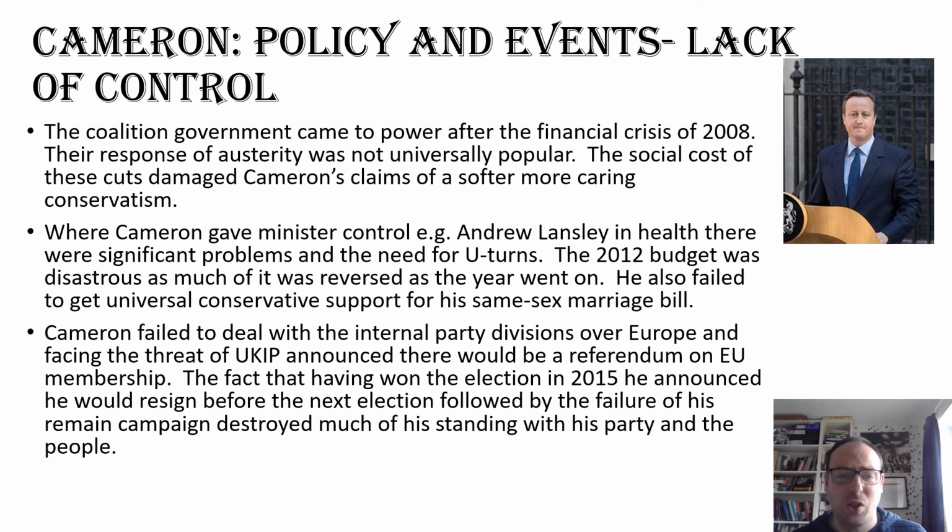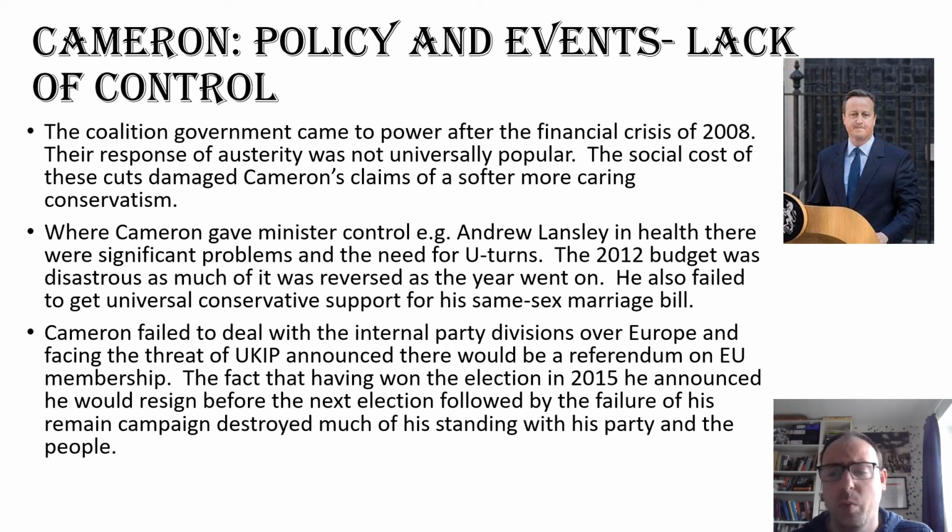The 2012 budget was disastrous, and that's called the Omnishambles, because as 2012 went on, more and more of the 2012 budget was reversed. Although the same-sex marriage bill passed, again proof of Cameron's social liberal credentials, it passed on the back of some Conservative votes, but mainly Liberal votes and Labour votes. The majority of the Conservative Party actually voted against it. So again, he managed to get some things done, but not necessarily with the full support of his own party.